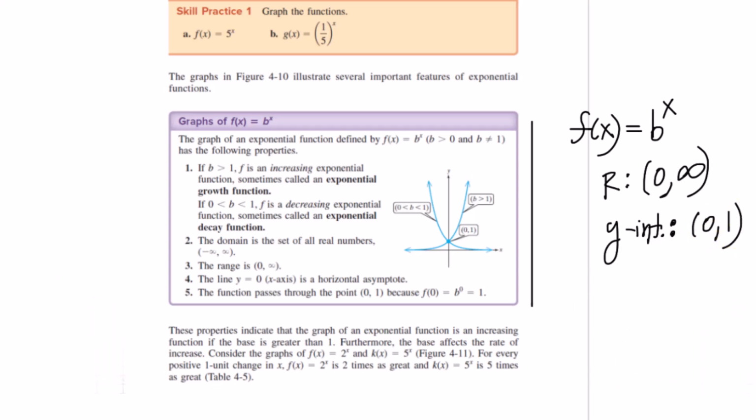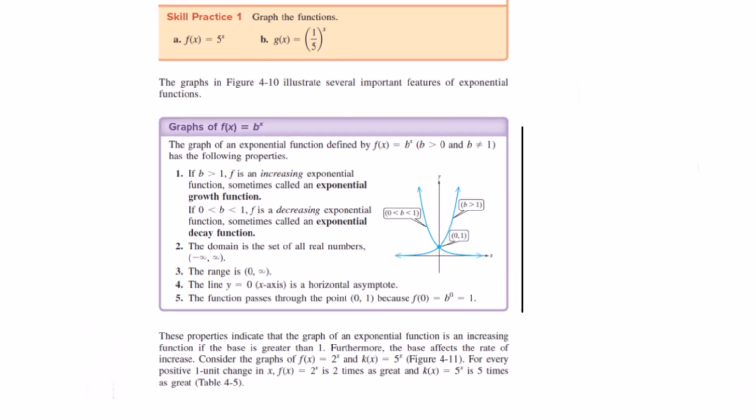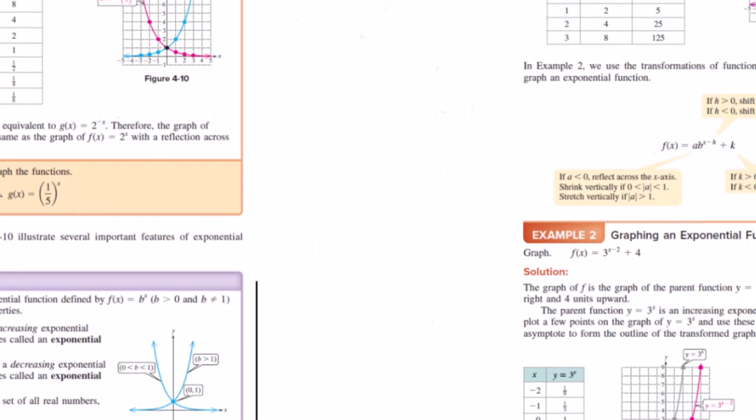Okay, we saw that y is equal to 0 is a horizontal asymptote for any exponential function. But the only nuance being that if it's an exponential growth function, then it's going to approach y is equal to 0 as x goes to negative infinity. But if it's an exponential decay function, it's going to approach y is equal to 0 as x goes to positive infinity.